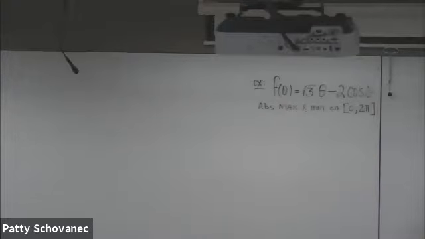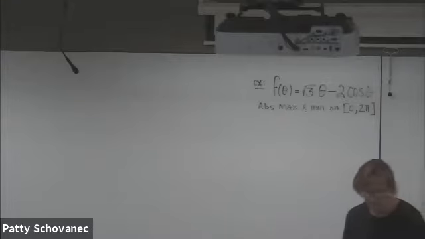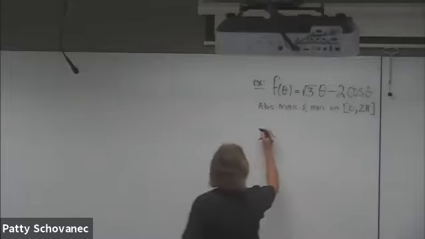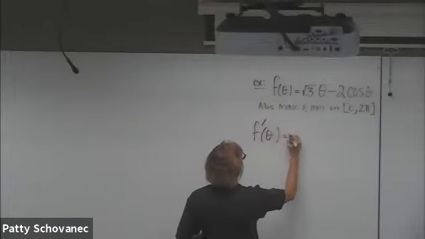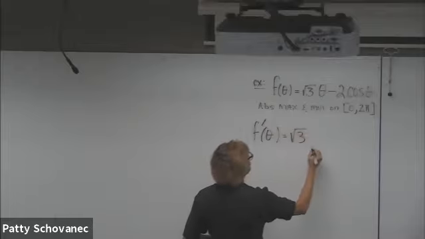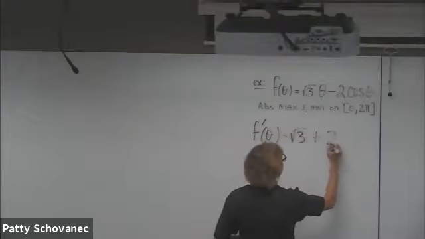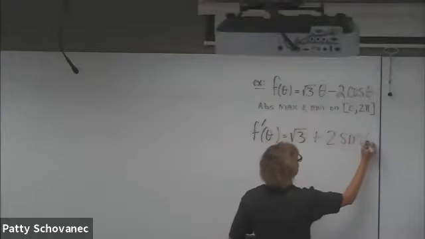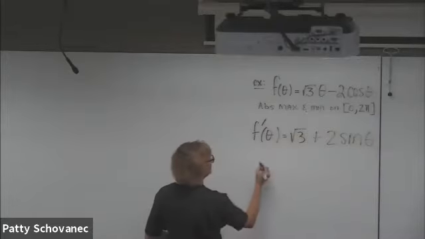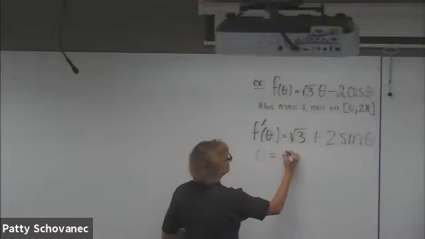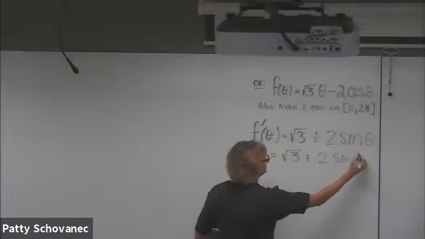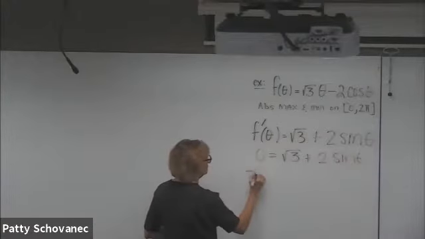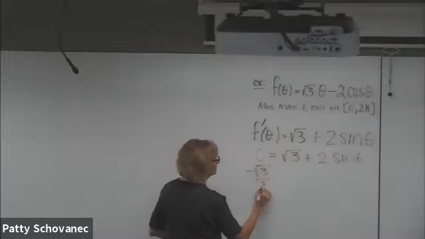What were your two critical numbers? 4π/3 and 5π/3? I like that. The derivative of cosine is a negative sine, so this becomes plus 2 sine of theta. When we set that equal to 0, we solve for sine of theta first, by subtracting the square root of 3 and dividing by 2.